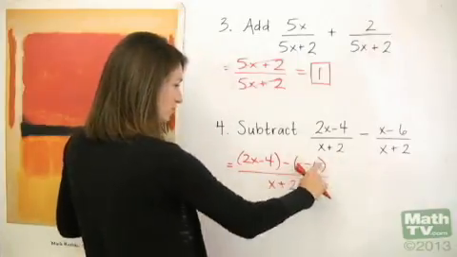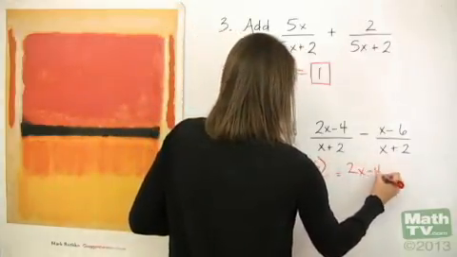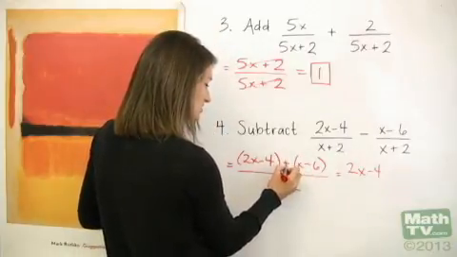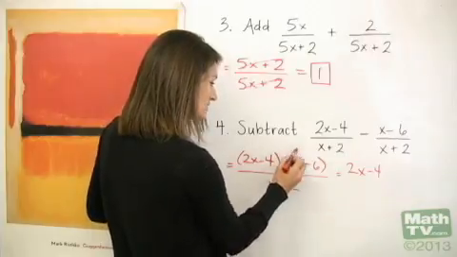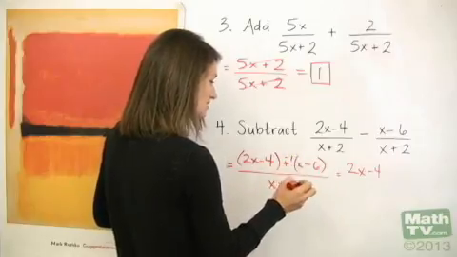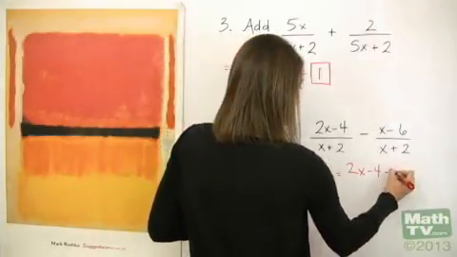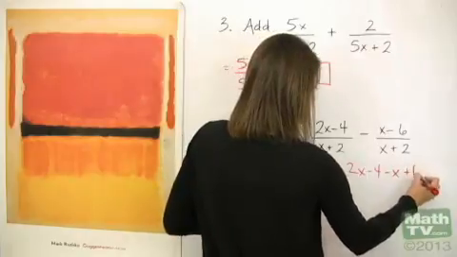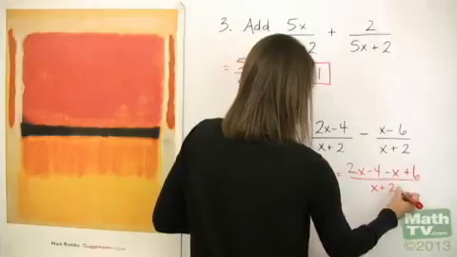So we just simplify our numerator. We have 2x minus 4, and then this subtraction sign here, we're going to change this to an addition symbol, and this is going to be like adding a negative 1 times our quantity. So we're going to distribute the negative 1 over each term inside our parentheses. So we have negative 1 times x, it's negative x, negative 1 times negative 6, which is positive 6. And this is all over our common denominator of x plus 2.